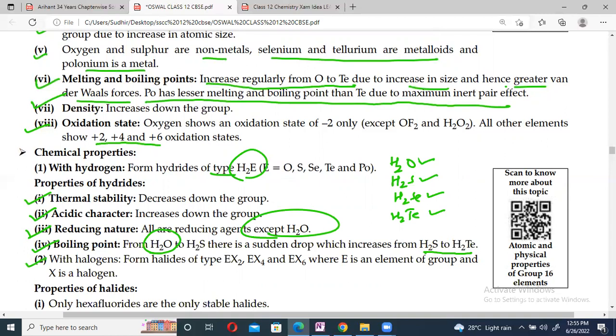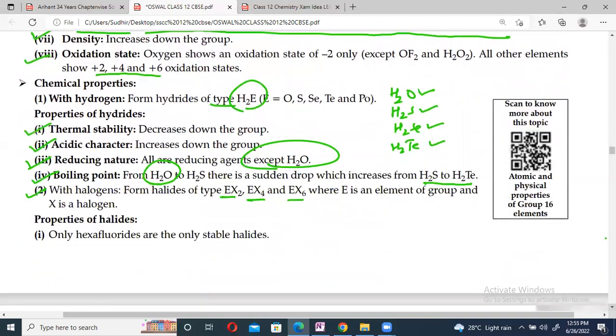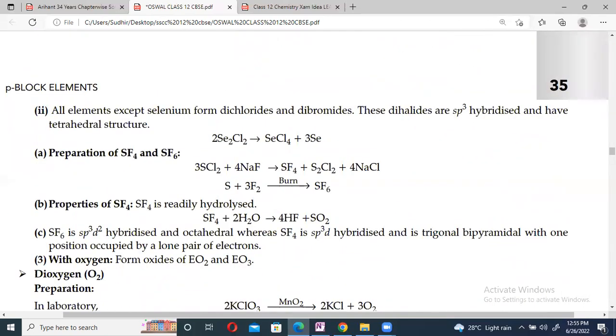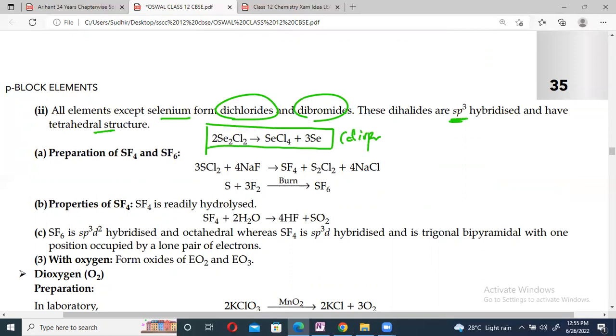With halogens, they can form halides of the type dihalide, tetrahalide, and hexahalide. But only hexahalides are the stable halides. All the elements except selenium can form dichloride and dibromide. And these dihalides are sp3 hybridized tetrahedral structures. But this reaction shows it is a disproportionation reaction.